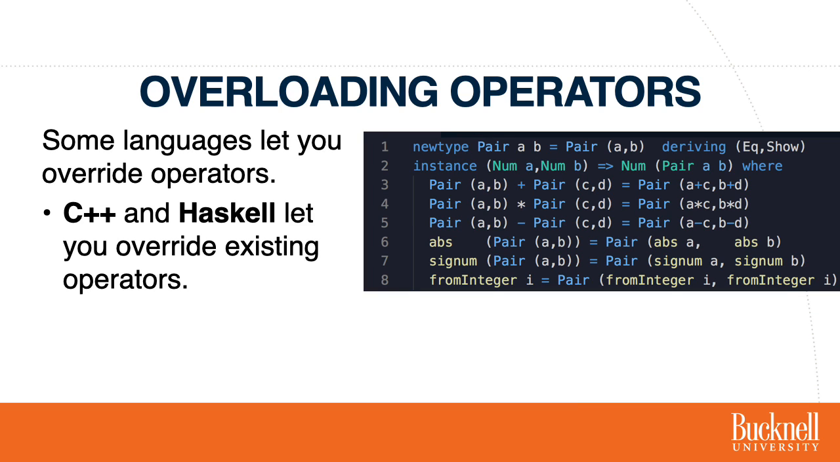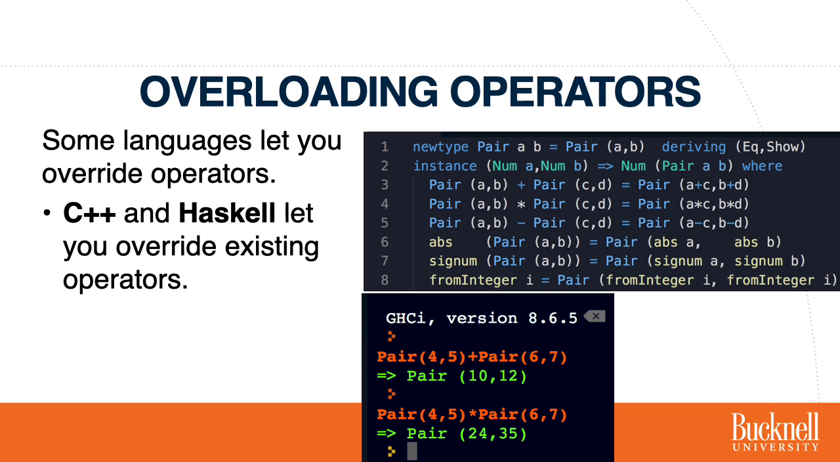C++ and Haskell also let you override existing operators. This is an example from Haskell. Pair A B allows us to add, multiply, subtract, and other functions. Here we are adding pair 4, 5 and pair 6, 7 to get pair 10, 12, and multiplying pair 4, 5 and pair 6, 7 to get pair 24, 35.